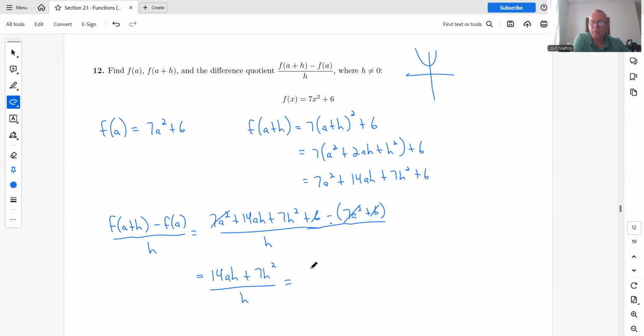We can factor out an h from the top. So h times 14a plus 7h over h. The h's cancel. And we get 14a plus 7h as our difference quotient.